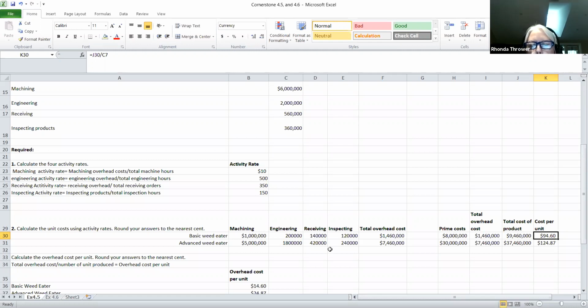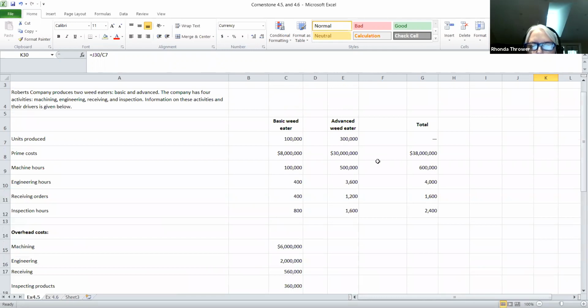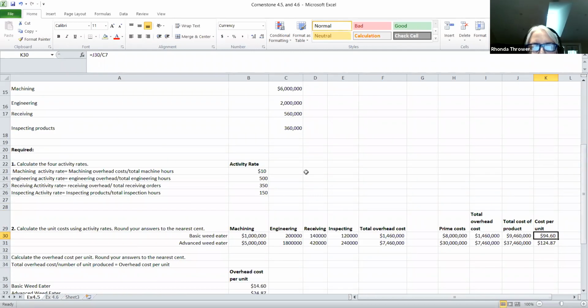For the advanced weed eater, we're doing the same thing, except we're going to use the number of hours for the advanced weed eater. So in machining, it took 500,000 hours. We would multiply that by the activity rate of $10, which would give you $5 million of overhead that was devoted to the machining for the advanced weed eater.